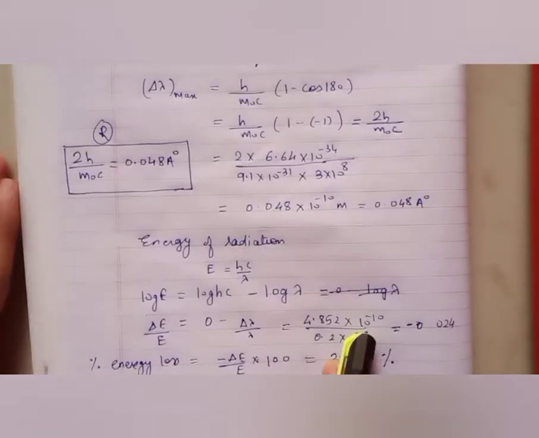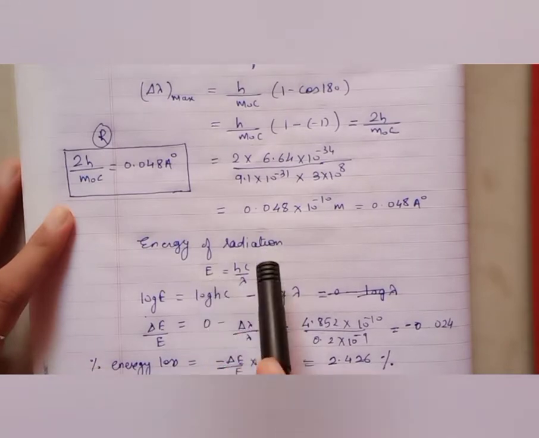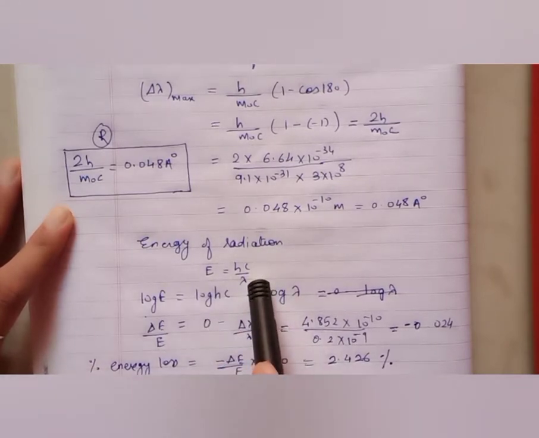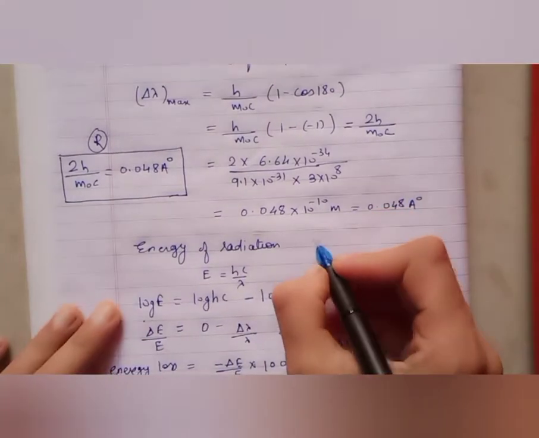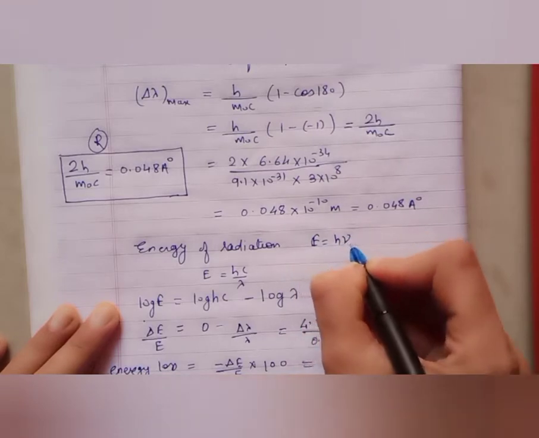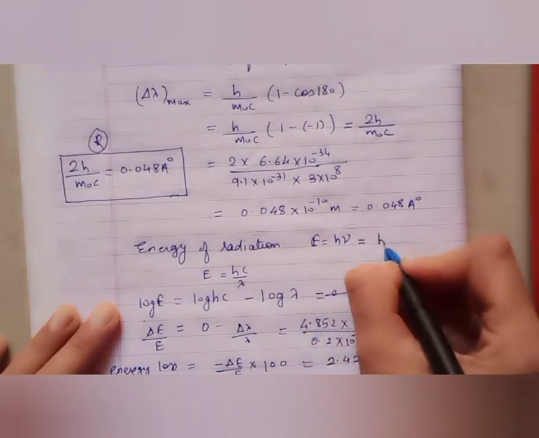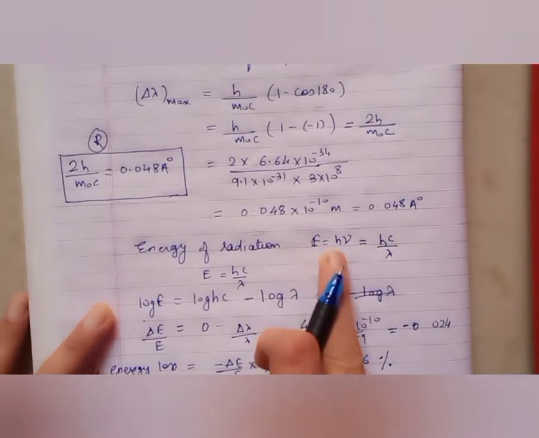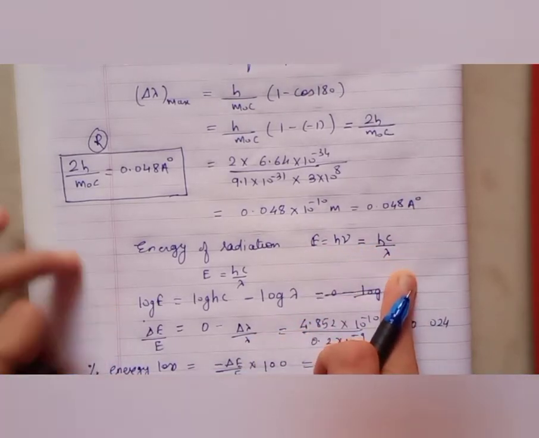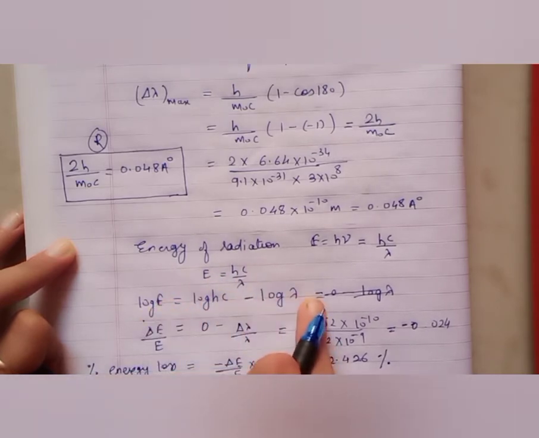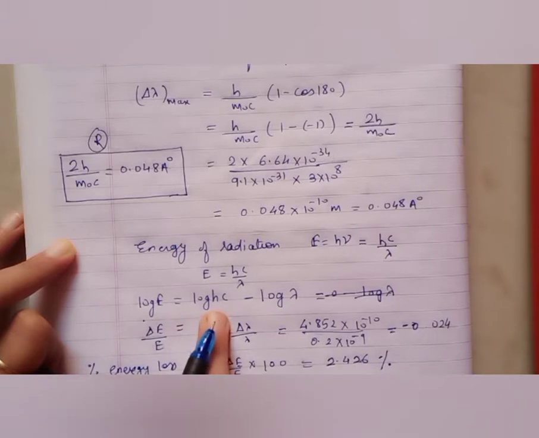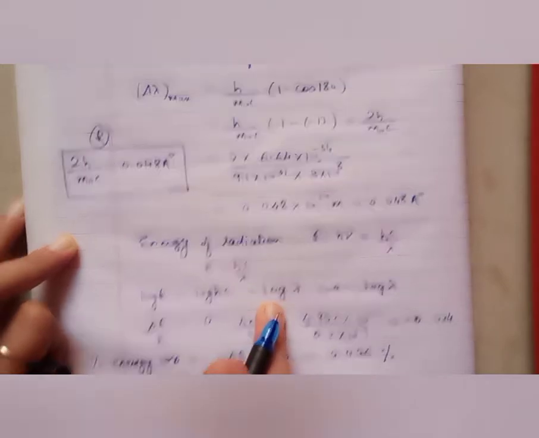Okay, so energy of radiation, we know that E is given by hc upon lambda. Energy of radiation in the sense energy of photon: E equals h nu, and we know that nu equals c by lambda. So E equals hc by lambda. Energy of photon is h nu or it is hc by lambda. So that is what I have taken, E equals hc by lambda. Now taking log of both sides, log E equals log hc minus log lambda. Log A upon B equals log A minus log B. I have used that formula.